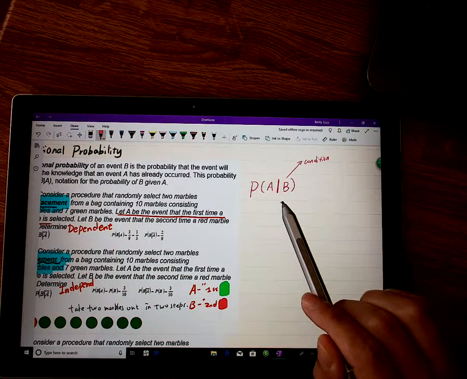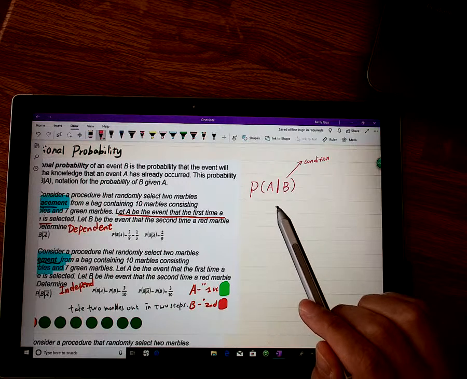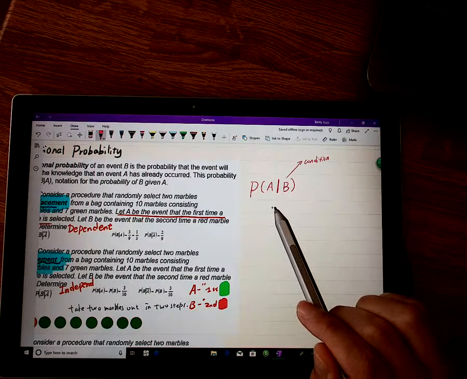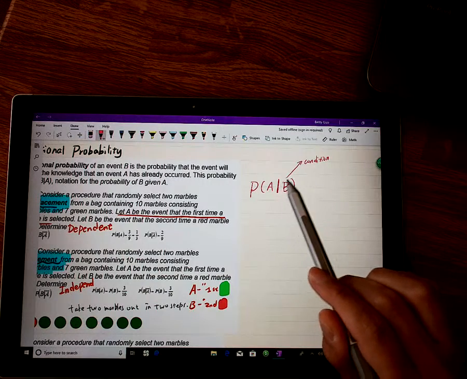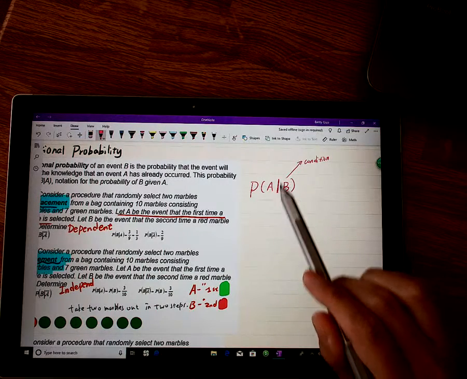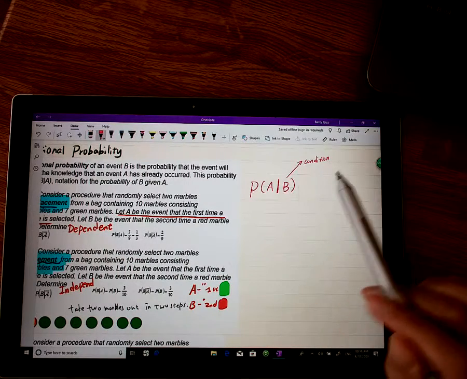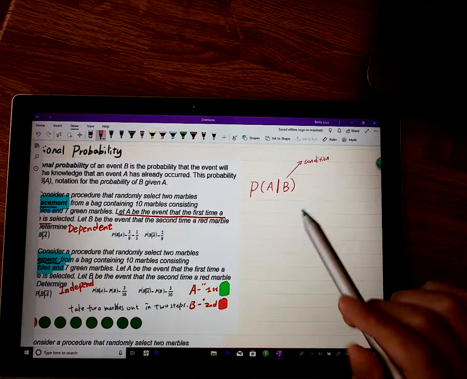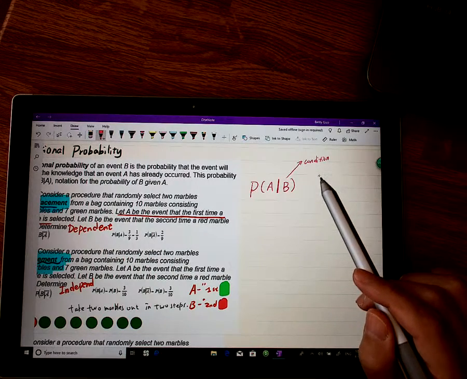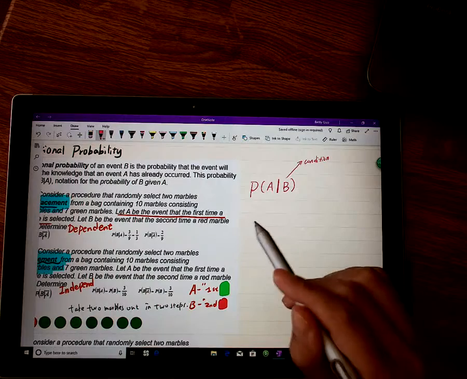This is a conditional probability. Simply put, a conditional probability is a probability with a condition. The condition is the event behind the bar, to the right of the bar, and that event has already occurred. Let me give you an example, and we look at the difference between a conditional probability and a regular probability. Okay?